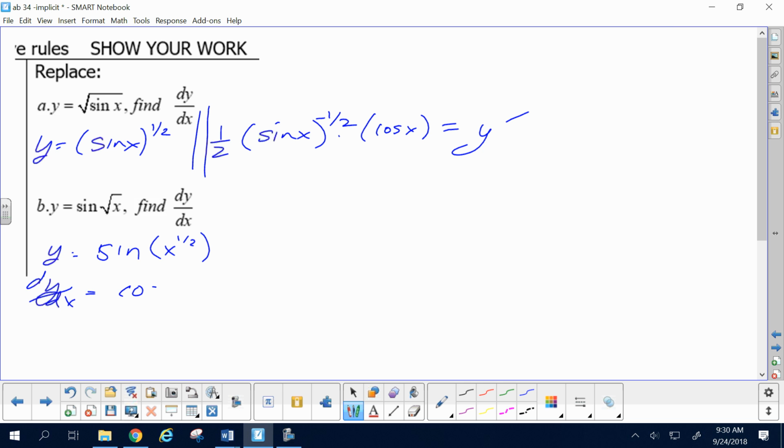Cosine. With the inside the same. Times derivative of the inside. What's the derivative of the inside? 1/2 x to the negative 1/2. And then all the possible rewrites you should be aware of. That's the idea. All right.